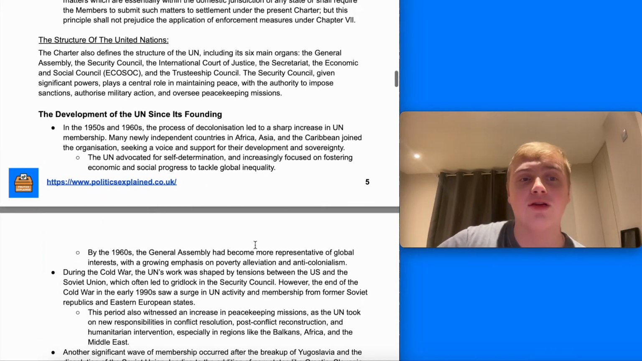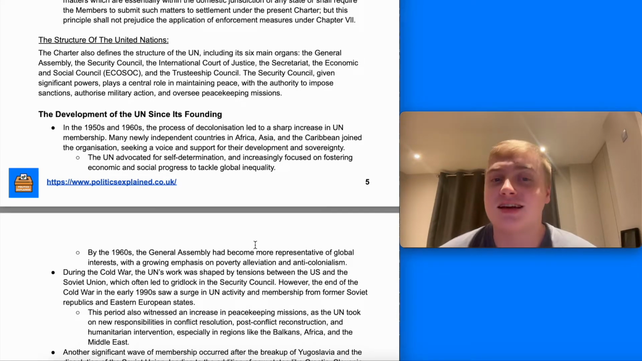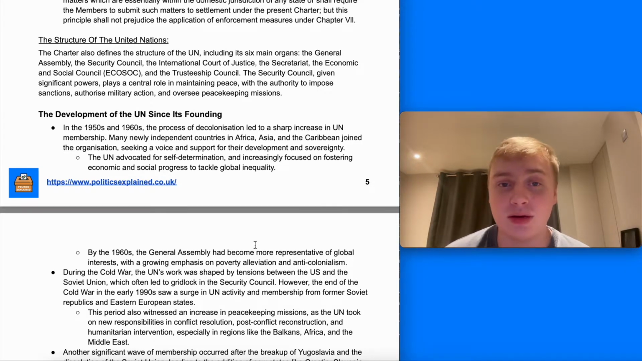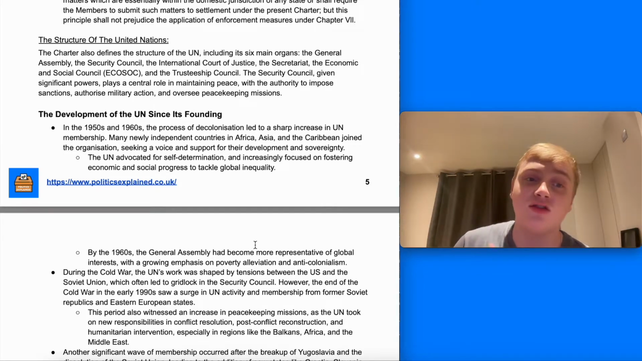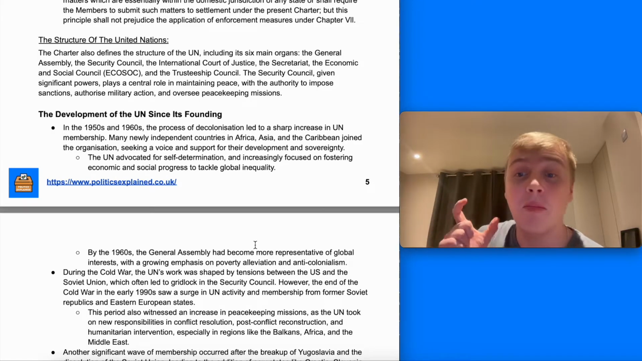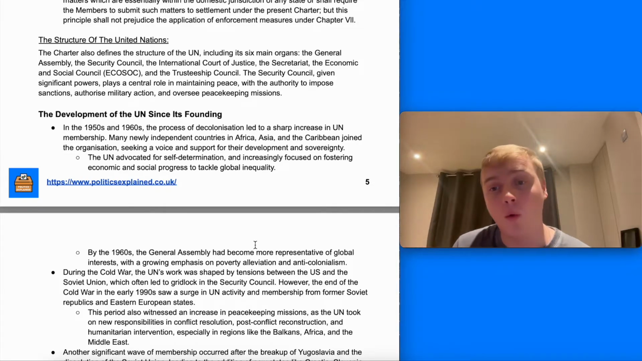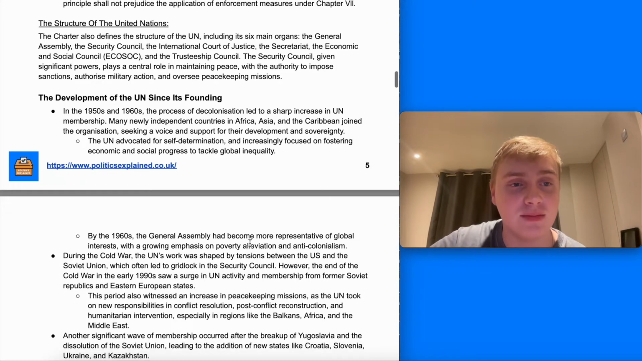Then, just quickly looking at the structure of the United Nations. So the Charter also defines the structure of the United Nations, including its 6 main organs: the General Assembly, Security Council, ICJ, Secretariat, Economic and Social Council, and the Trusteeship Council. So the Security Council is the most important one, as it's given significant powers and plays a significant role in maintaining peace, with the authority to impose sanctions, authorise military action, and oversee peacekeeping missions. So it's really the most important institution that carries out the UN's most important goal of maintaining international peace and security.